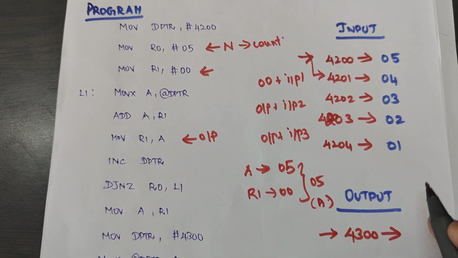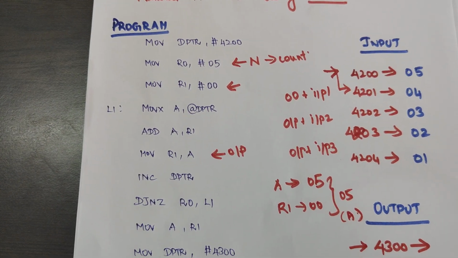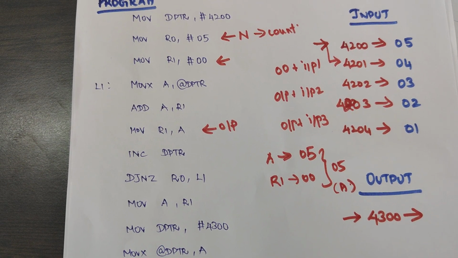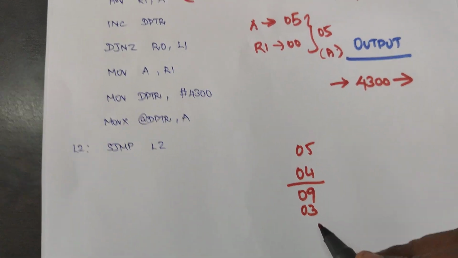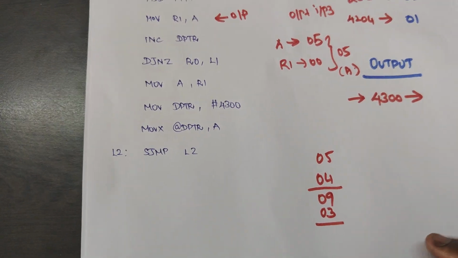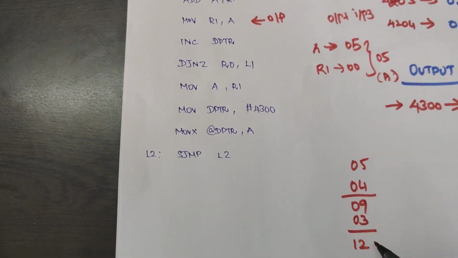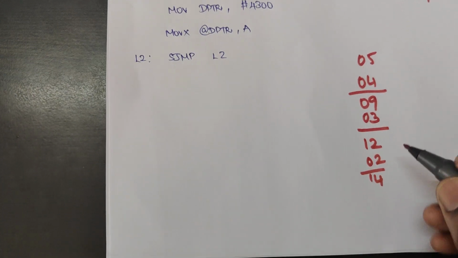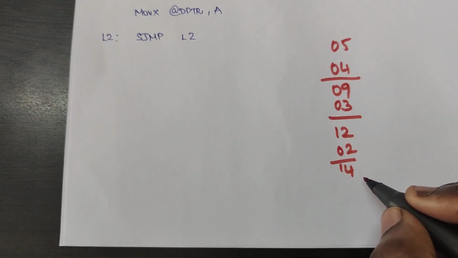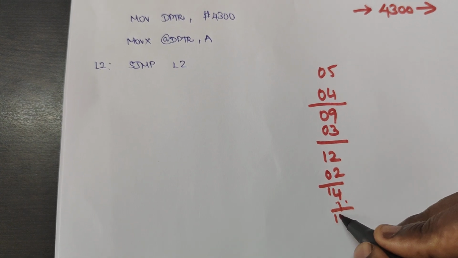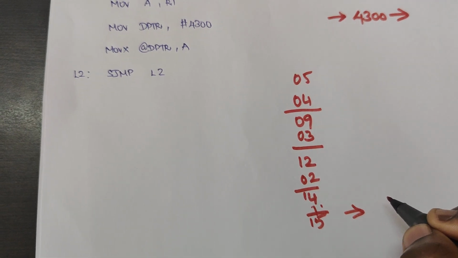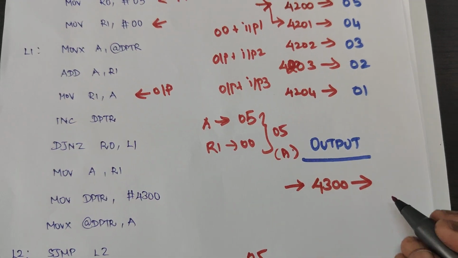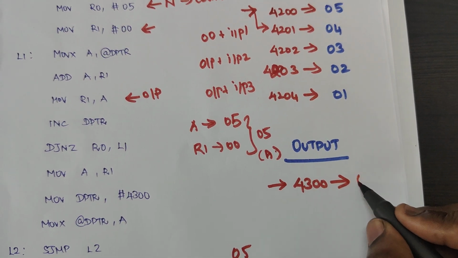Now what will the answer be? I am going to add 05 and 04, so the answer will be 9. With this 9, I am going to add the third value 3. So 9 plus 3, my answer will be 12. With this 12 I will add the next data 2, so it will be 14. The fifth data will be 1, so my answer will be 15. This is a decimal value; the hexadecimal value will be 0F. So in the memory location 4300, I should get my answer as 0F.